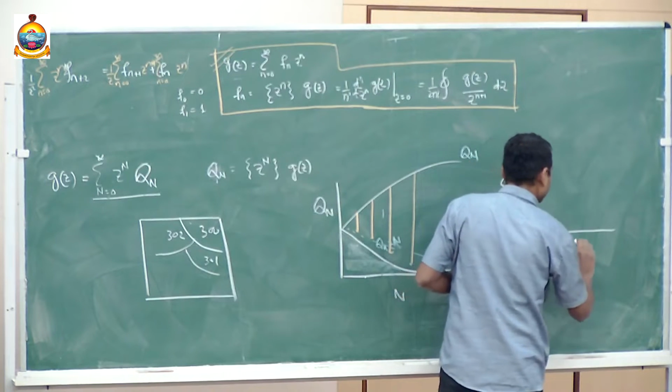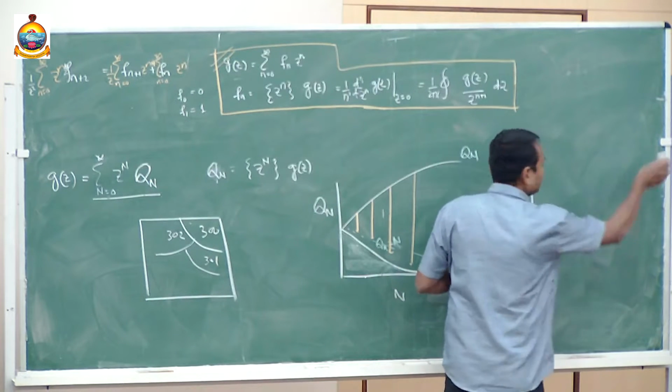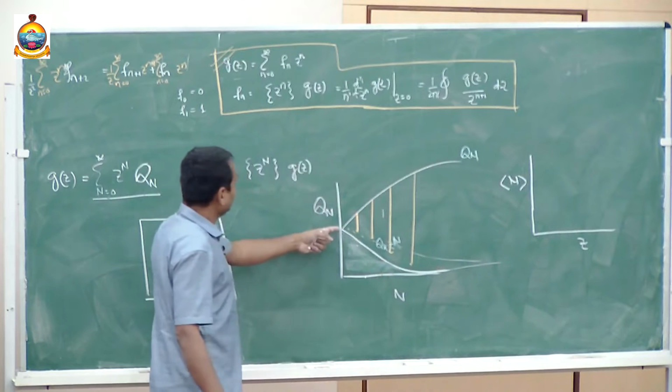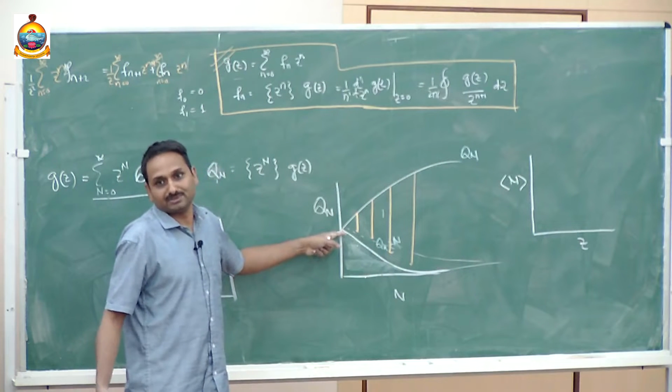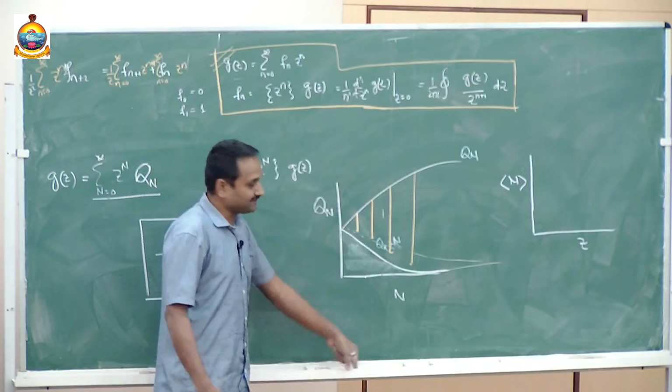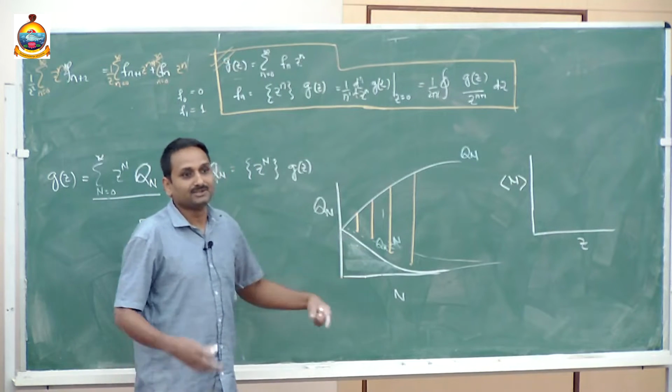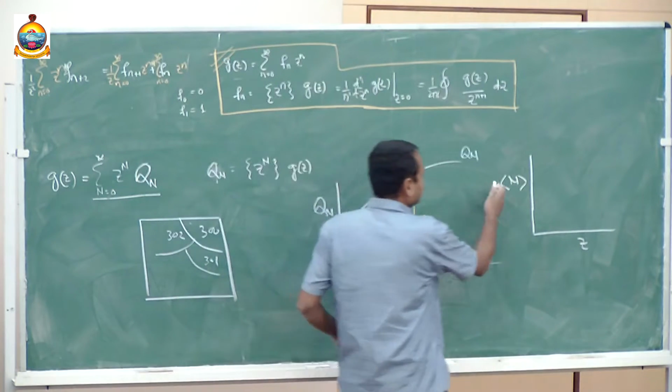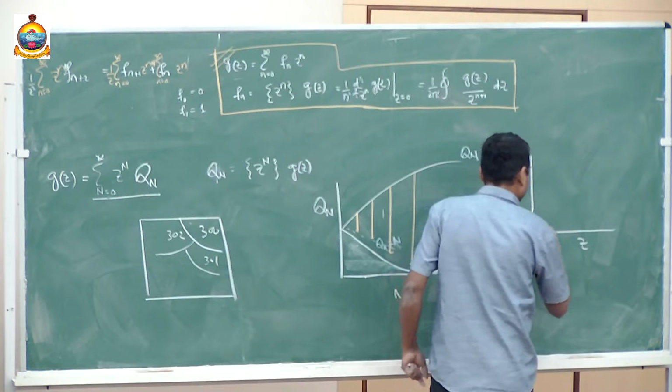Generally, n average, as a function of z, will be an increasing function. At z equal to 0, it will be 0, because this area will be 0, everything goes down to 0, there is no area. So n average at z equal to 0 has to be 0.